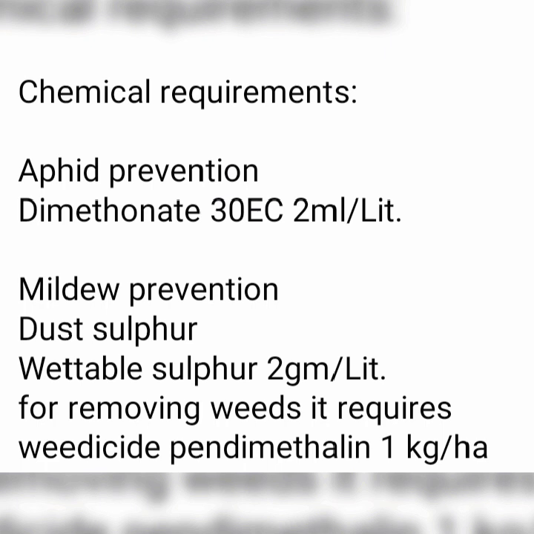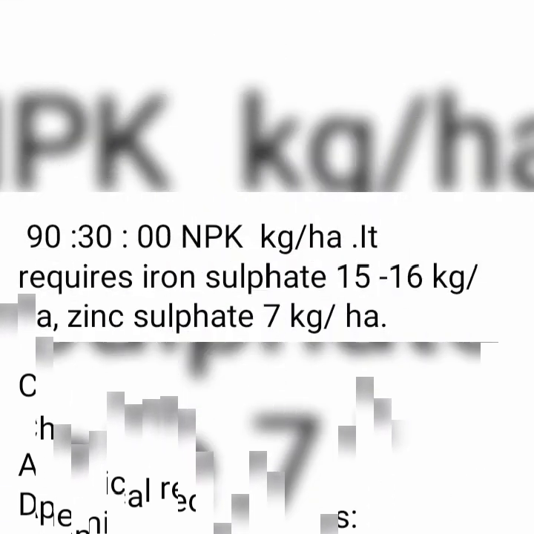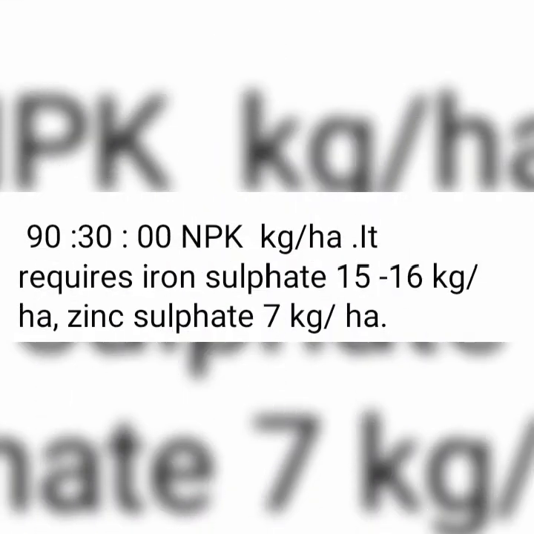dimethoate to prevent aphid in the ratio of 2 ml per liter. To prevent mildew, sulfur dust is used, or wettable sulfur in the ratio of 2 gram per liter is used. For removing weeds, weedicide is used, and recommended one is pendimethalin 1 kg per hectare. NPK is used in kilogram per hectare in the ratio of 90 to 30. It requires iron sulfate also, and that is provided in the ratio of 15 to 16 kg per hectare, and added zinc sulfate 7 kg per hectare.